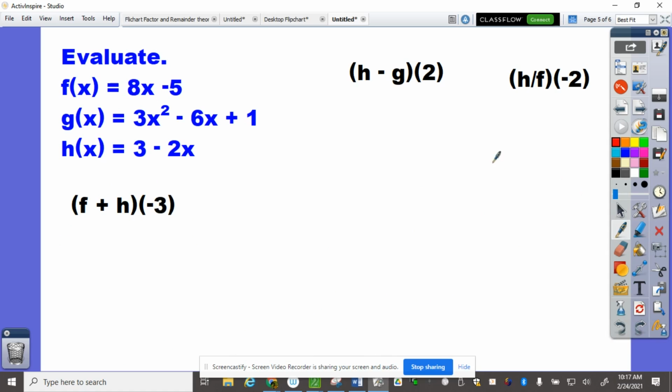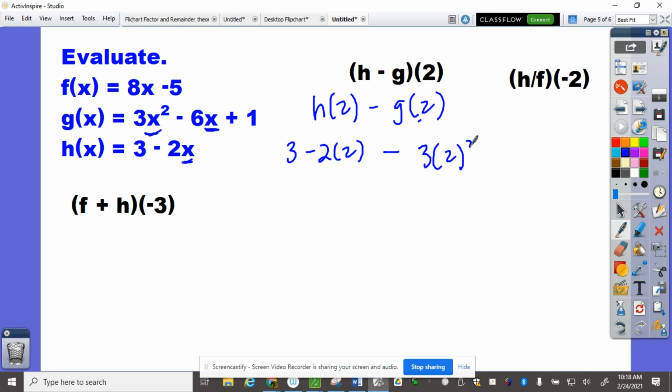Okay, let's go ahead now here. Next is h minus g of 2. So let's try to work on the 2 now. So you have h of 2 minus g of 2. So what is h of 2? You're going to plug in the 2 right here. So that will give us 3 minus 2 times 2, minus g of 2. You're going to plug in the 2 to the x's here for the g because there are 2 x values. So 3 times 2 squared minus 6 times 2 plus 1.